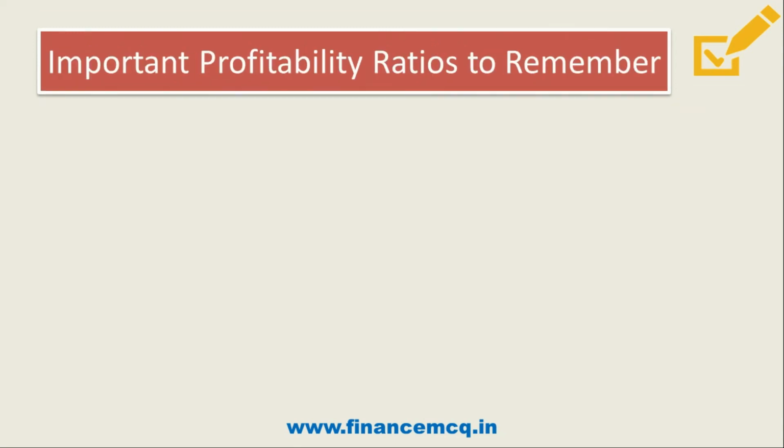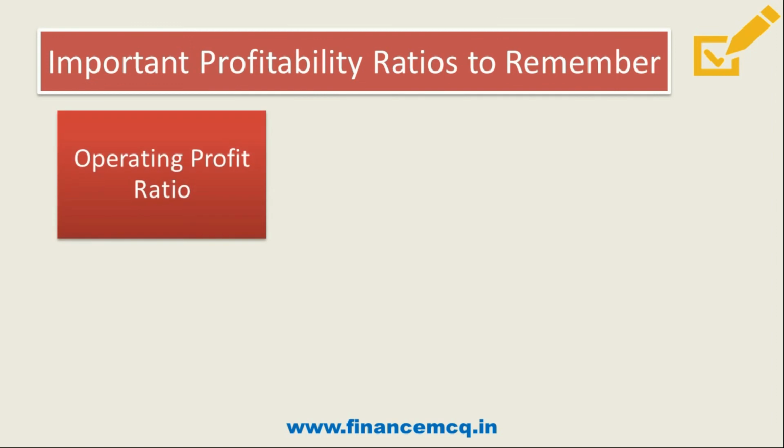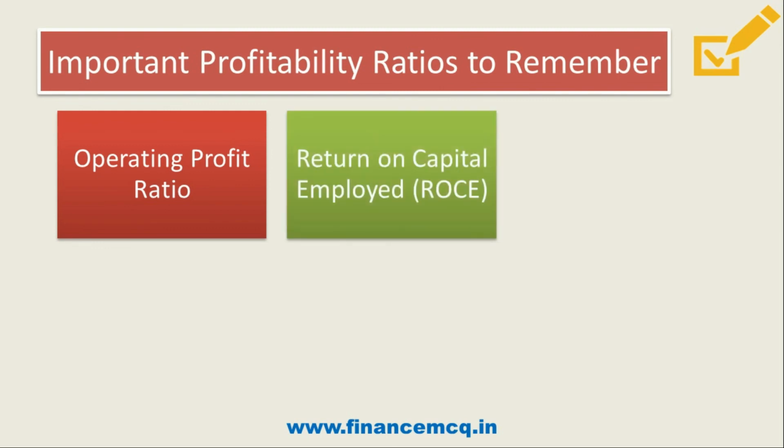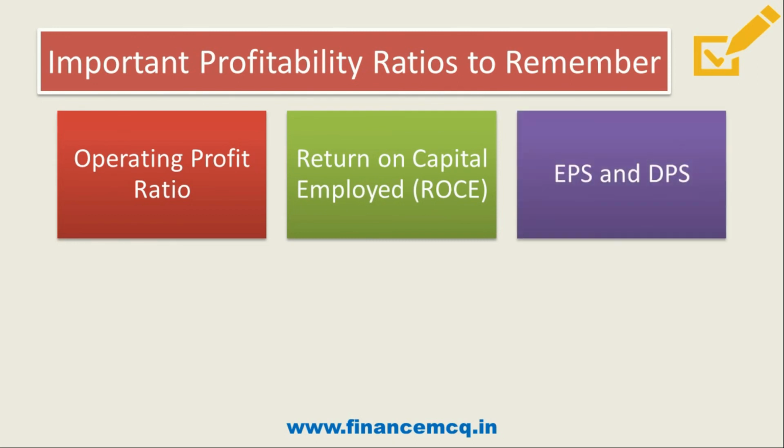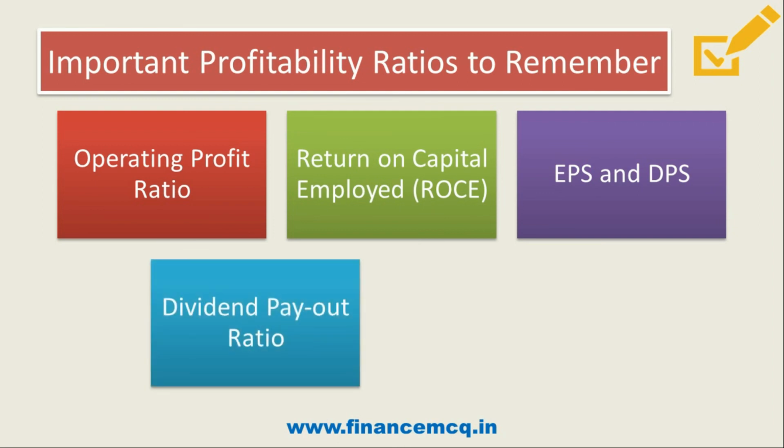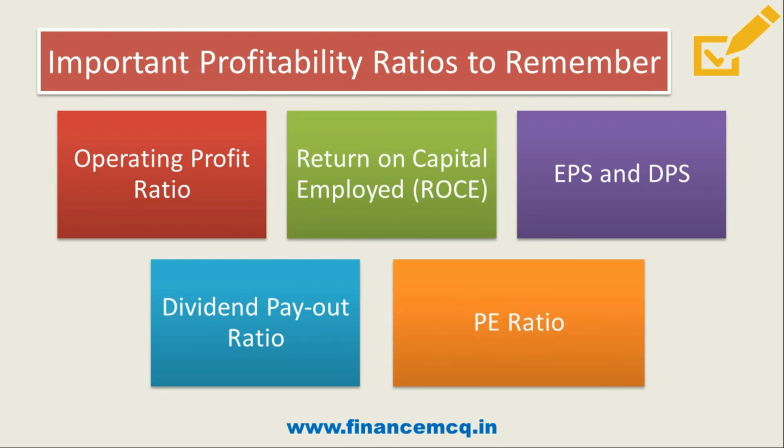Friends, now let's quickly talk about the important ratios that you need to remember from today's video. The first one is your operating profit ratio. You need to know the significance and relevance of this ratio. Then we have return on capital employed, again very important to know. Then EPS and DPS, how you calculate earning per share and dividend per share. Then dividend payout ratio, that is your DP ratio. Then PE ratio, again an important ratio to remember. So friends, out of today's video, try to remember these 5 ratios. These are very important and can be asked in your exam.